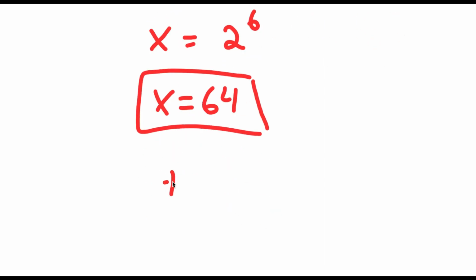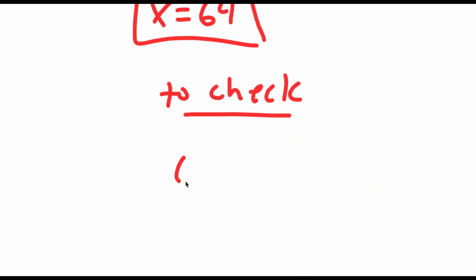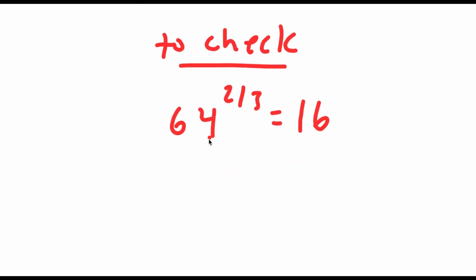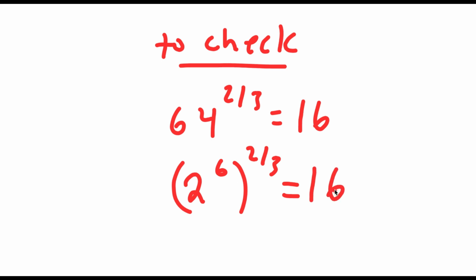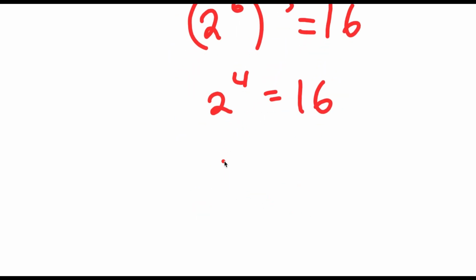So now to check, I had x to the power of 2/3 equals 16. So now I have 64 to the power of 2/3 is equal to 16. And 64 is the same thing as 2 to the power of 6. So I have 2 to the power of 6 to the power of 2/3, which is the same thing as 2 to the power of 6 times 2/3, which is 4, is equal to 16. And 2 to the power of 4 is 16. So I have 16 is equal to 16, and this is right.